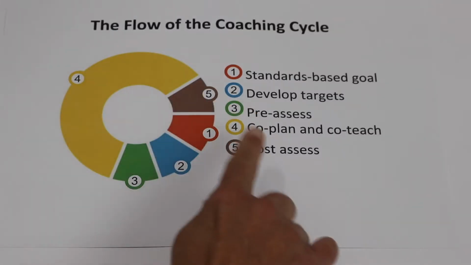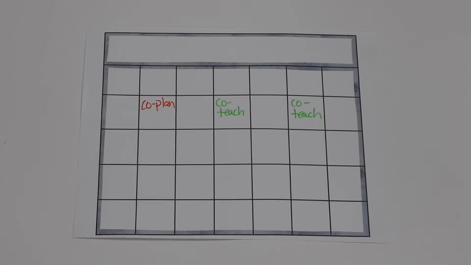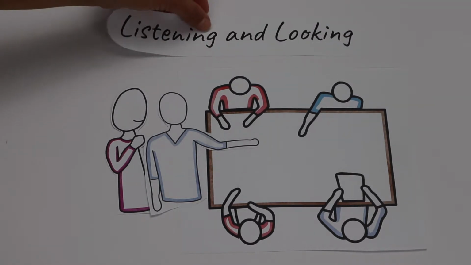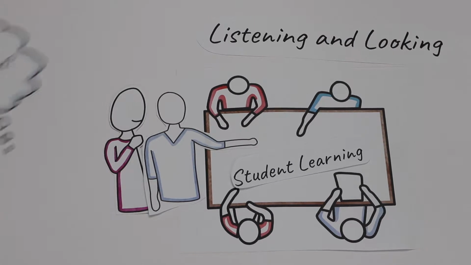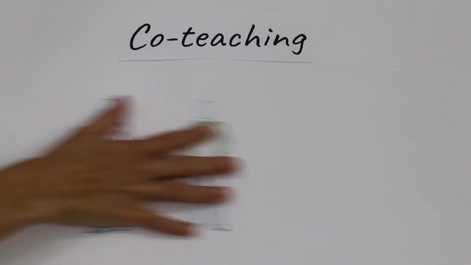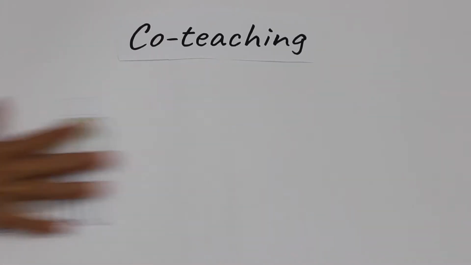In our planning meeting, we will plan what and when we will co-teach and what our roles will be. Together in the classroom, we will be listening and looking for student learning. The data we collect will inform decisions on our next steps in instruction. What will we do during co-teaching? We have many options. Here are a few.